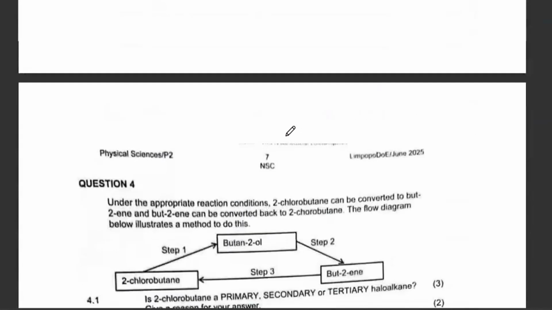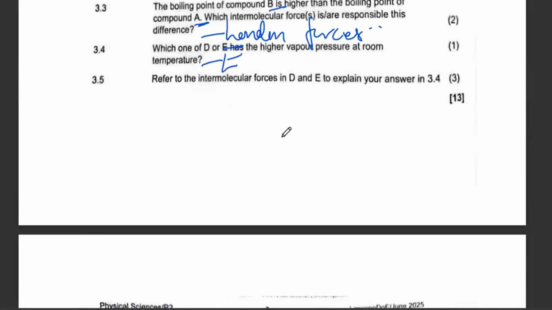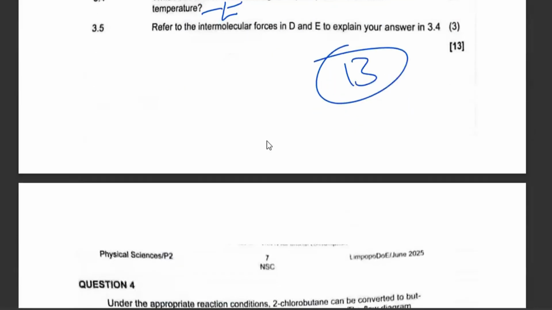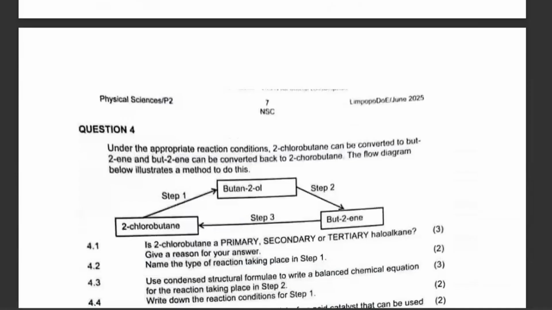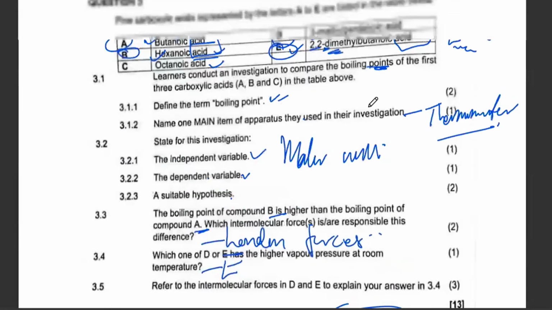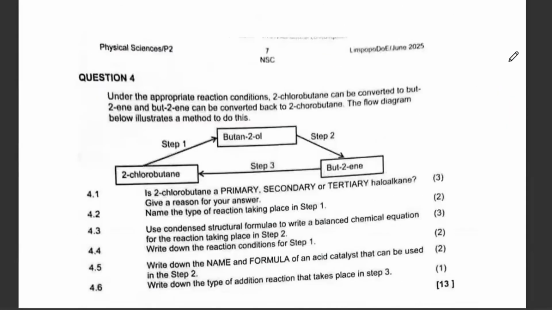So I think we are done with that. We go to question 2. I think you got 13 out of 13. If you got 13 out of 13, congratulations. Then we go to the next question, which is question number 2.